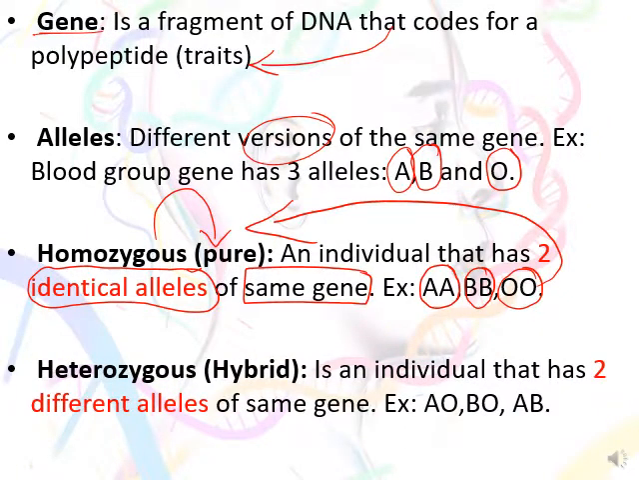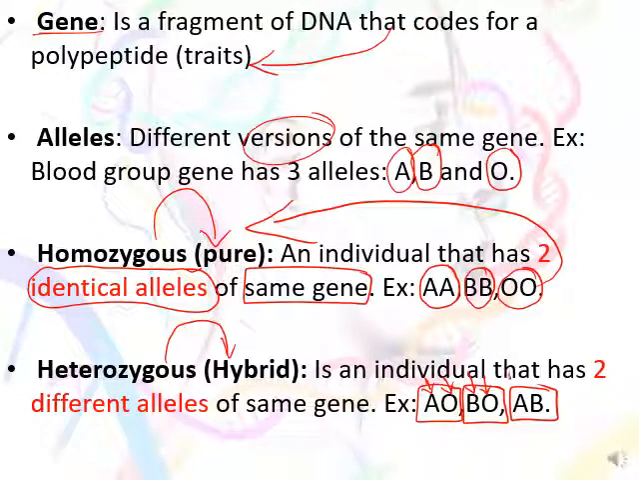The meaning of heterozygous: heterozygous is also called hybrid. What is a hybrid? It is an individual that has two different alleles for the same gene. For example, blood group A can be AO, with two different alleles, allele A and allele O. Or blood group B can be BO, with allele B and allele O. Or allele A and allele B for the blood group AB. This is the case of codominance. We will talk about this in the coming slides, so stay tuned.